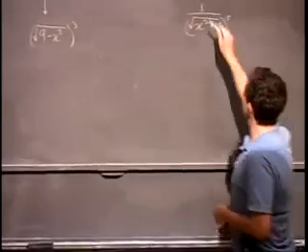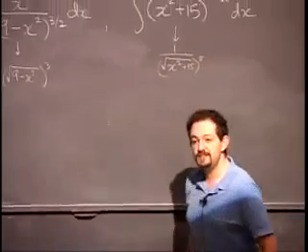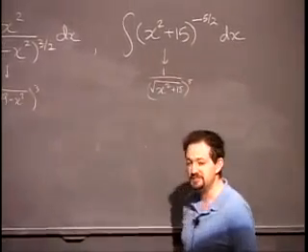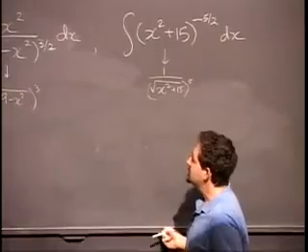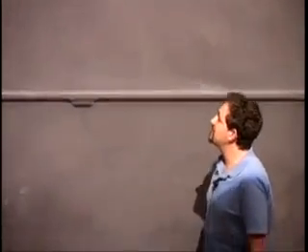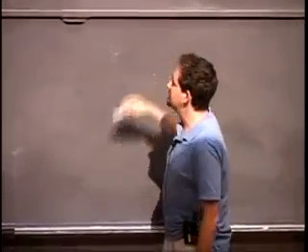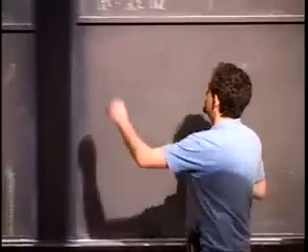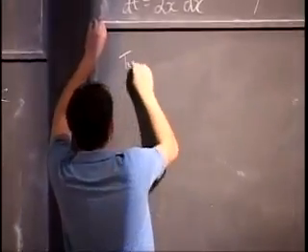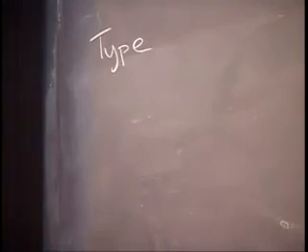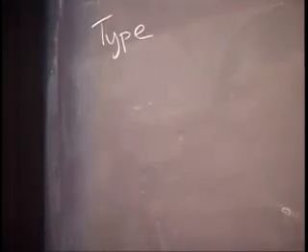You might think that 15 plus x squared is a different type from x squared plus 15, but of course, it's the same thing. So let's look at the 3 types one by one. I'm actually going to start with the middle type. I call them 1, 2, and 3.